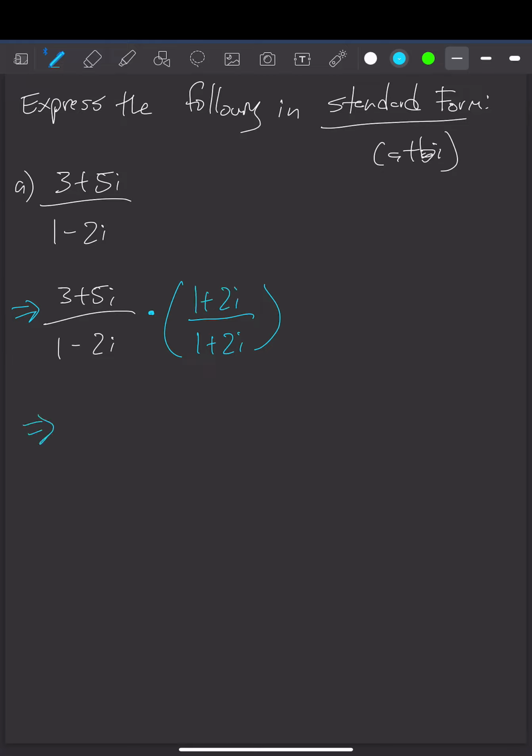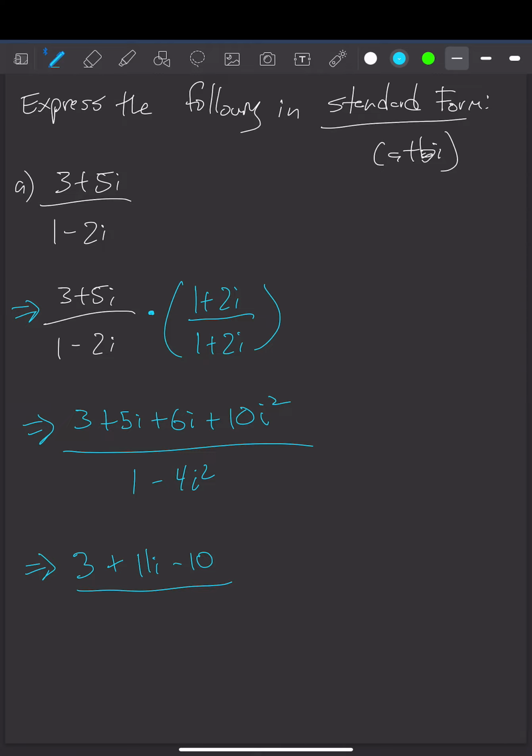So when you do that, for your top you're going to have to FOIL, and you get 3 plus 5i plus 6i plus 10i squared all over 1 minus 4i squared. So remember, i squared equals negative 1. So when you do the replacing, you get 3 plus 11i, because you just combine like terms, minus 10, because the i squared just becomes a negative 1, all over 1 plus 4. So then you get negative 7 plus 11i all over 5.